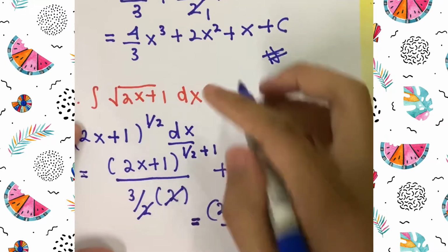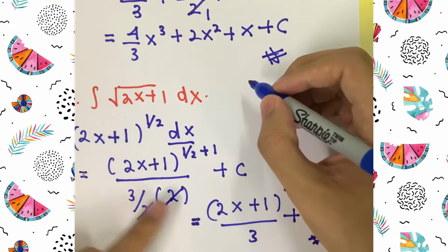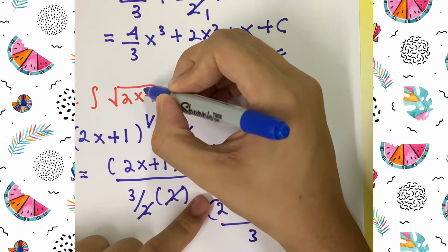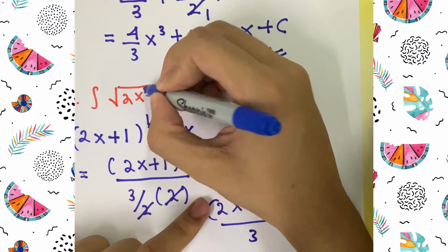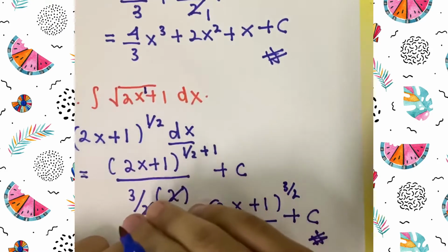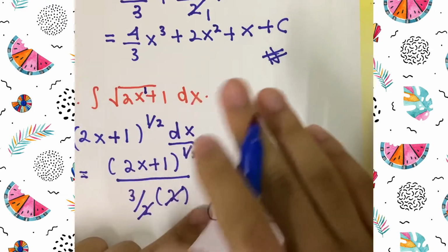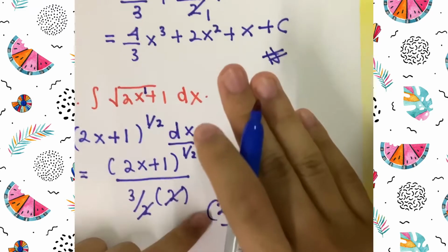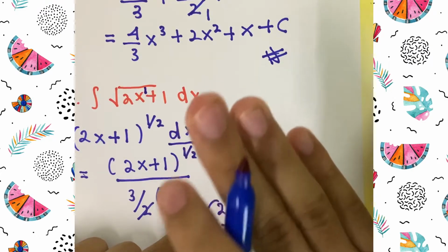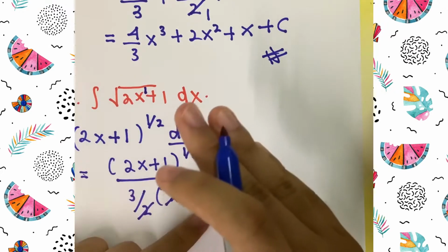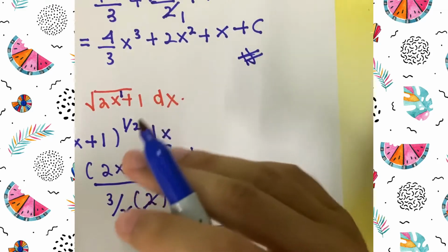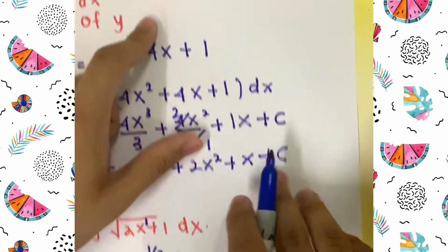One remark that you have to make sure is that this x inside the 1 over 2 must be raised to the power of 1. So you cannot use this method if it's not raised to the power of 1. Let's say 2x squared, so you cannot do it. So this method applies to question number 3 also.